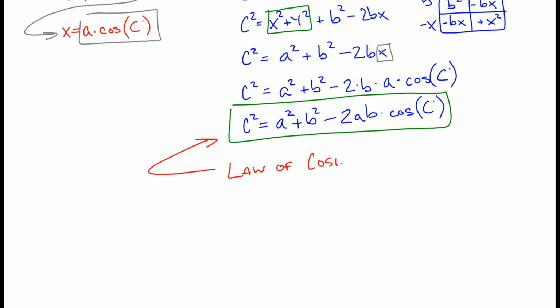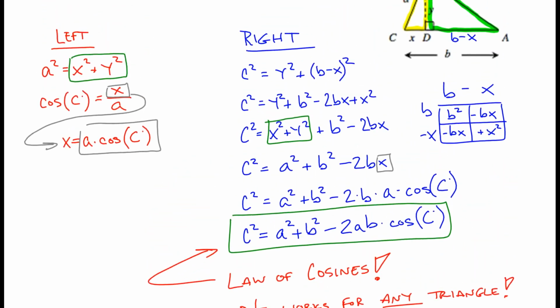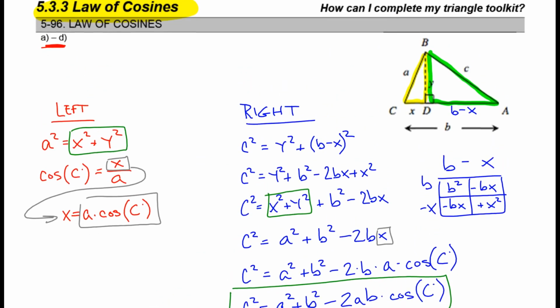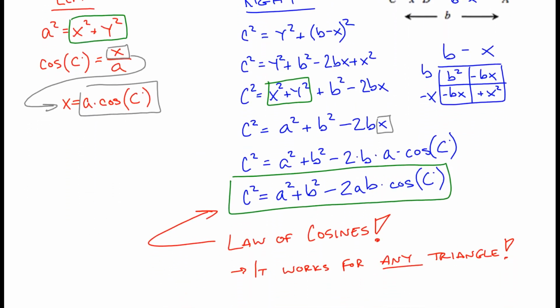This is the law of cosines. And that's really exciting because it works for any triangle. Not just right triangles, it works for any triangle, and that is really, really exciting. Okay, so that is problem 5-96. We just derived the law of cosines.